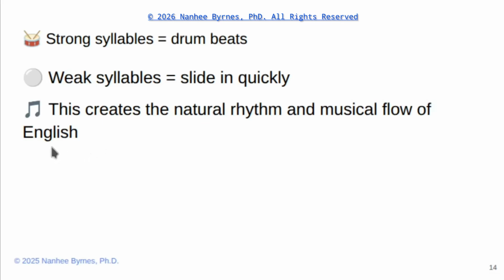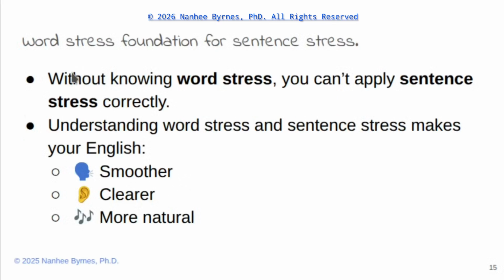Dr. Byrnes, I think I've got it. Now I see why learning word stress is so important. It's the foundation for sentence stress. Precisely. Without knowing word stress, you can't apply sentence stress correctly. Once you understand both, your English will sound smoother, clearer, and much more natural.